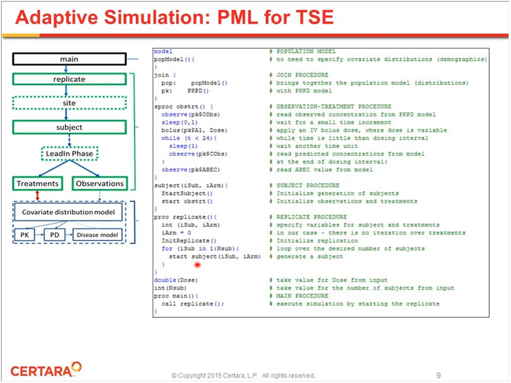And then we are left with the main program at the end, which receives some input, like the dose amount and the number of subjects. And what it's doing, it's just calling this replicate procedure to run through. And that is a full trial simulator model in PML.